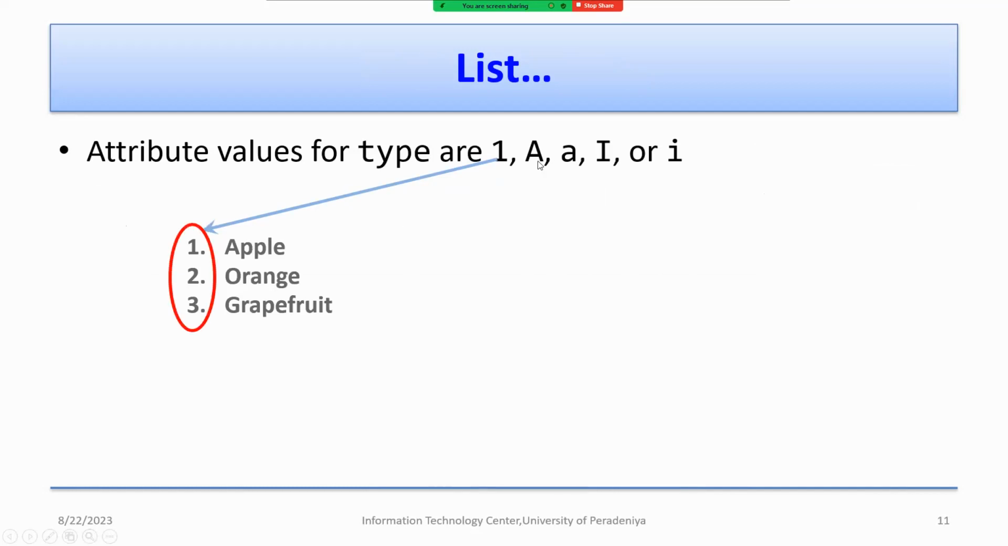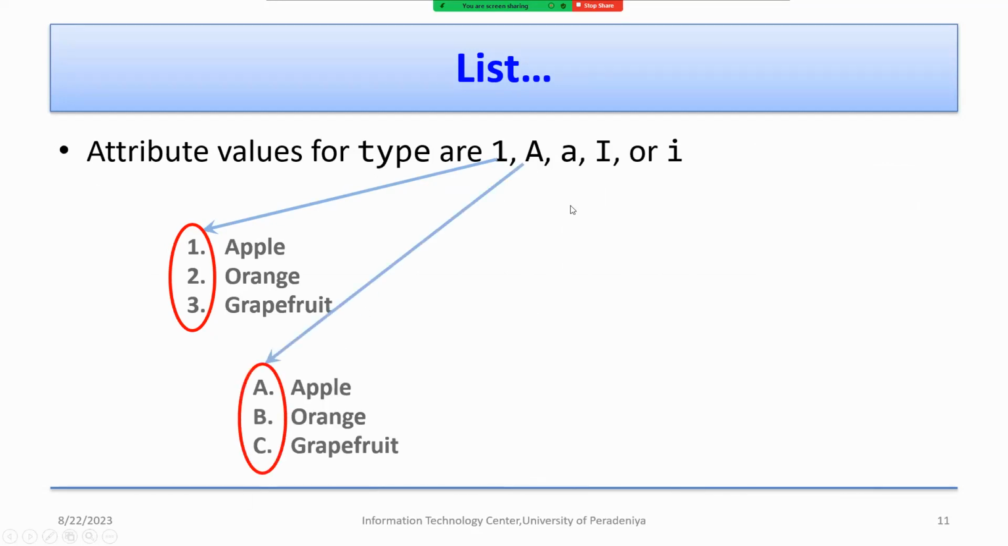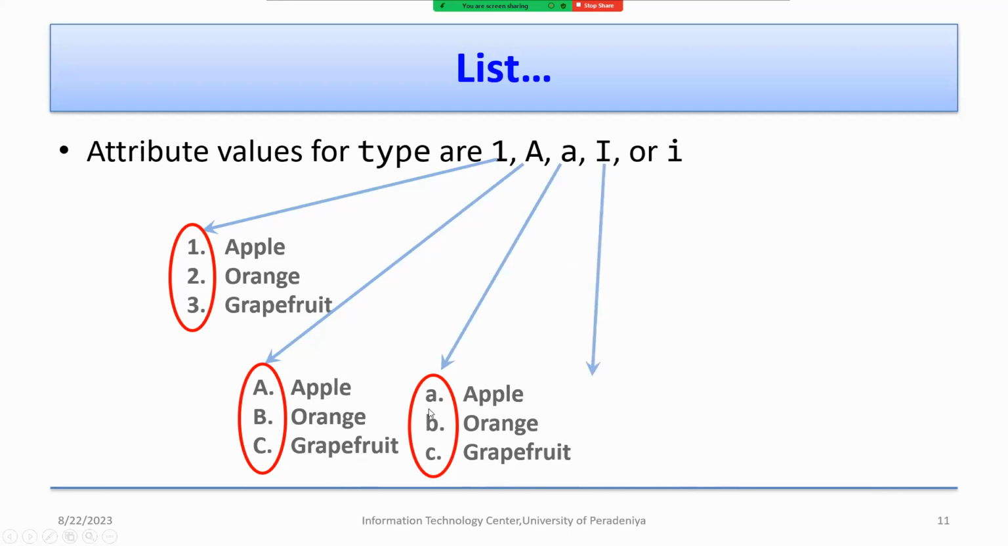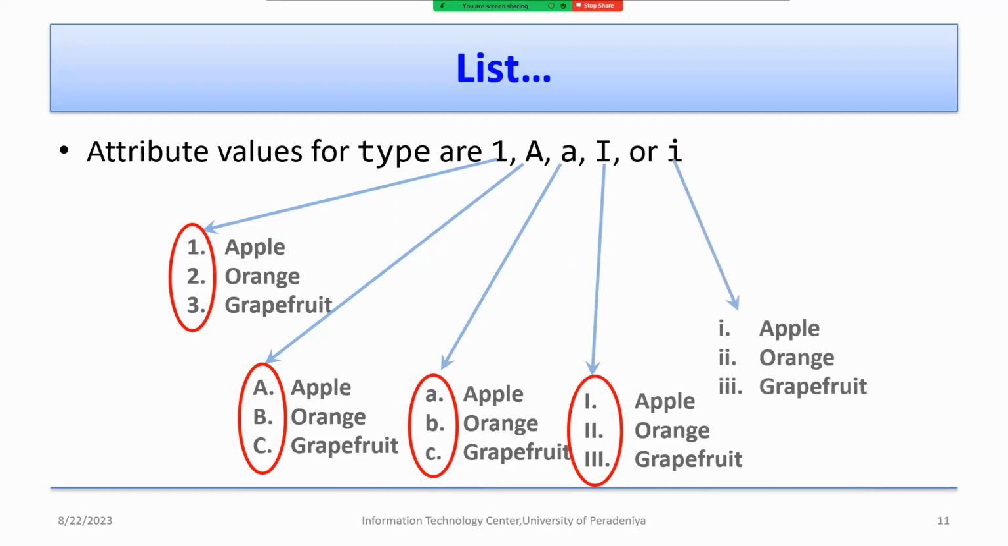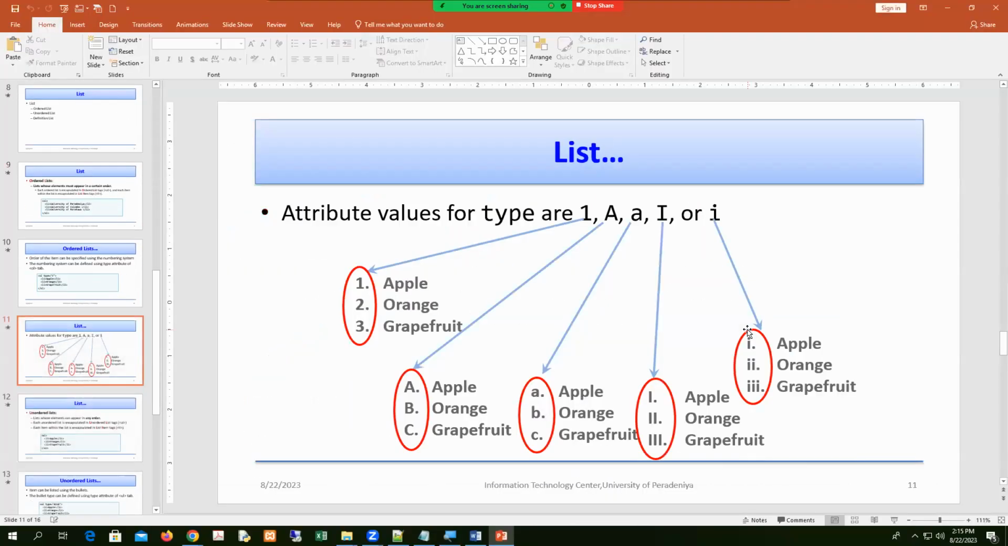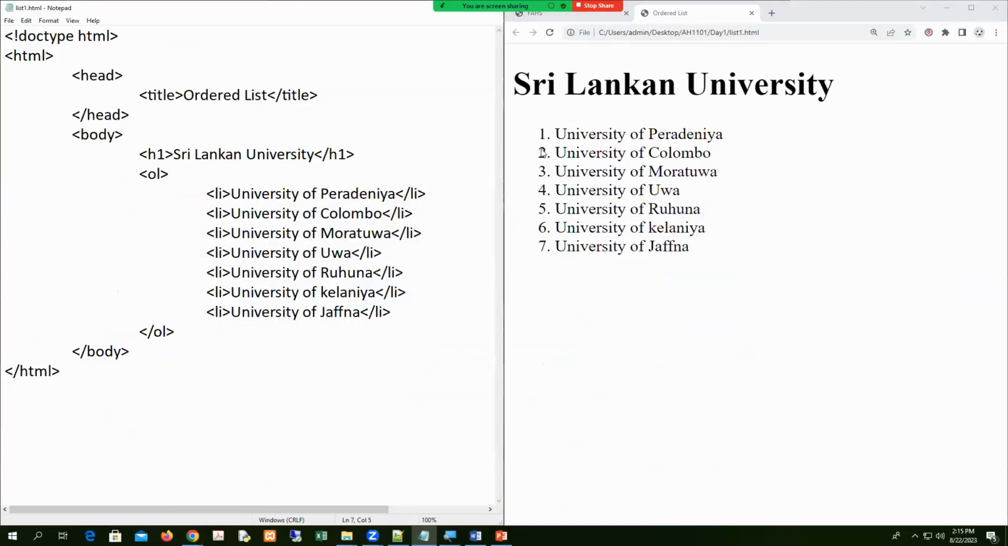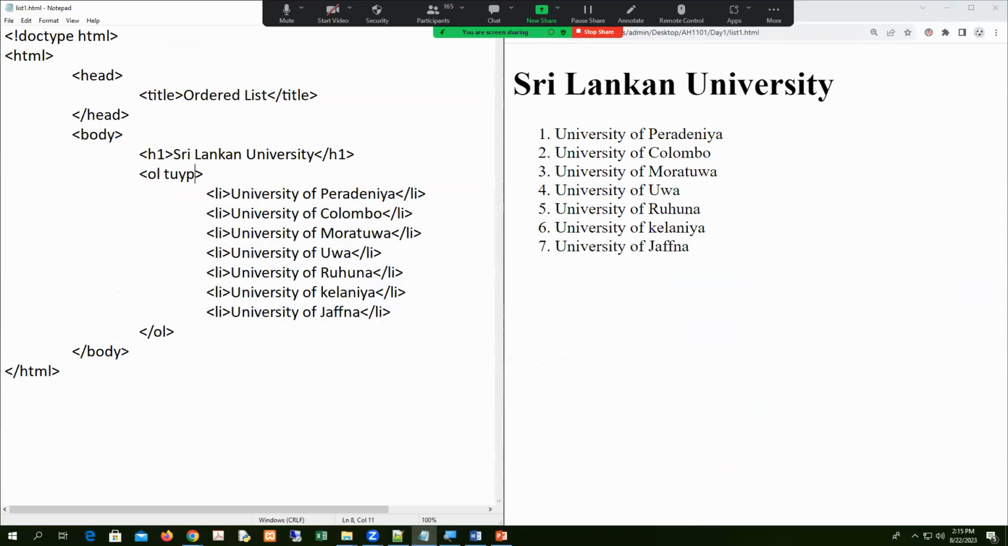If you set type as uppercase A, the numbering is A, B, C in uppercase. If you use lowercase a, these are the numbering style, lowercase. If you use capital I, that is the capital Roman, and this is the lowercase Roman. Likewise, we can use any number system by using the attribute called type. By default, type is the number system one. If you want, you can use other number systems as well.